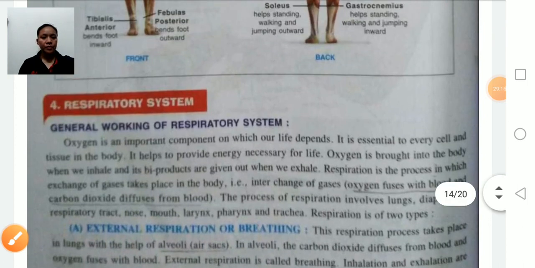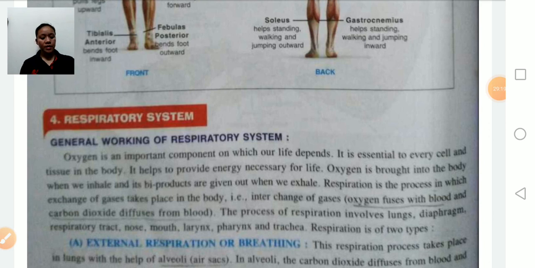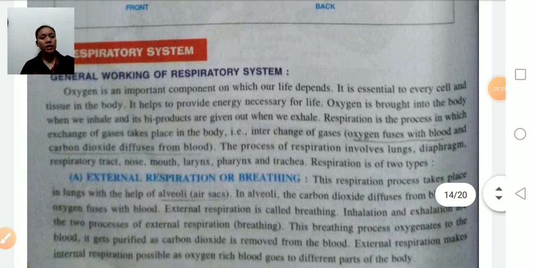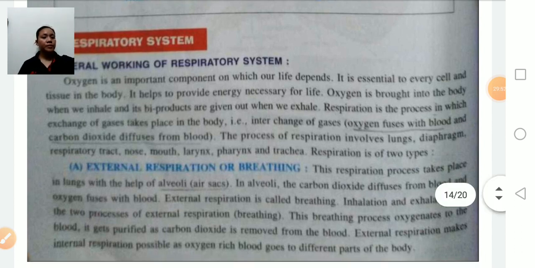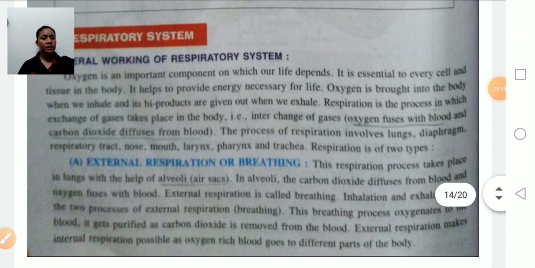Respiratory system. General working of the respiratory system. Oxygen is an important component on which our life depends. It is essential to every cell and tissue of the body. Without oxygen, we can't live. Oxygen helps to provide energy, which is necessary for life.